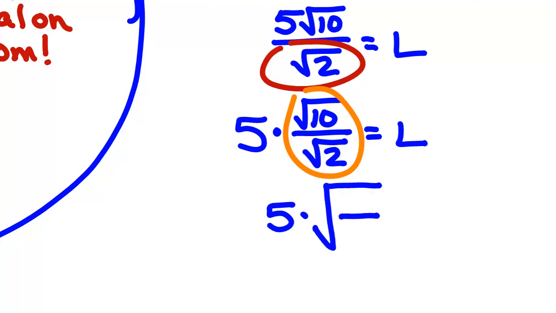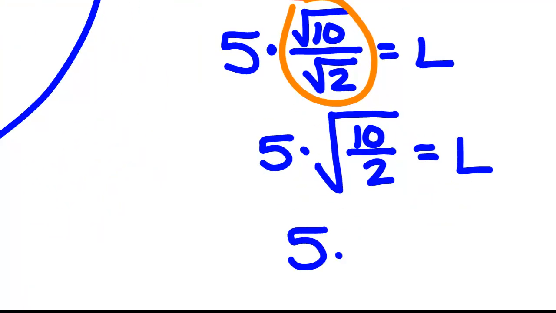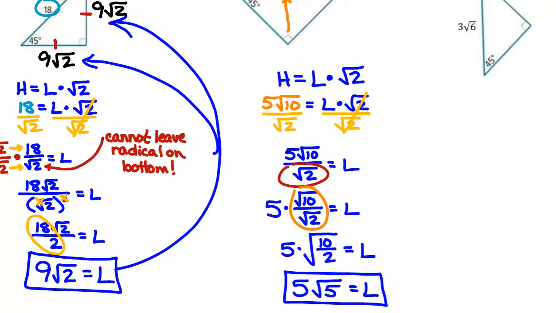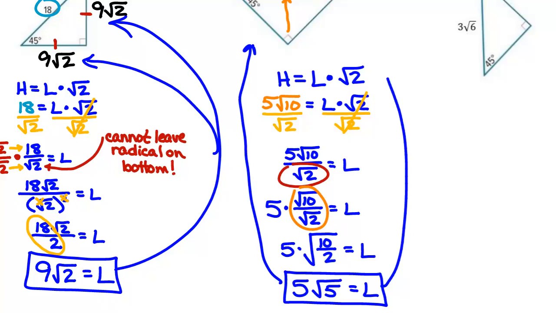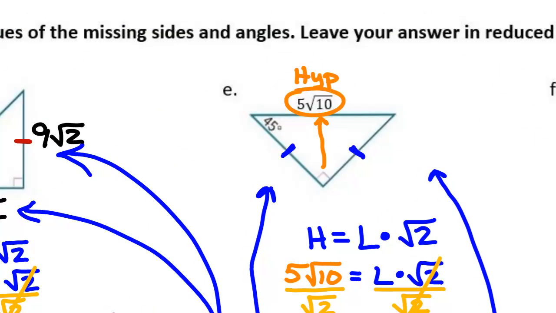So I've got a really tall radical here with the 10 and the 2 underneath it. And now I can simplify that. What is 10 divided by 2? 5. So 5 square root of 5 is the length of each of the legs in this isosceles right triangle. So these 2 legs right here. Five square root of 5.